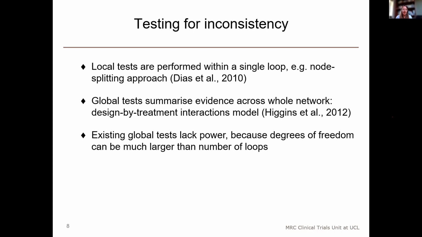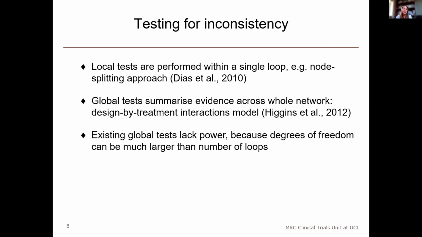If we want to carry out a global test for inconsistency across the whole network, the standard existing approach is called the design by treatments interactions model. But the test carried out under this approach often lacks power because the degrees of freedom for the test can be much larger than the number of loops available in the network.